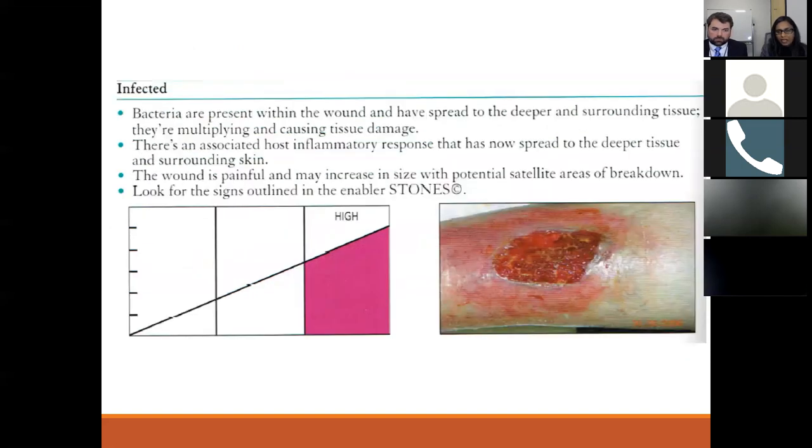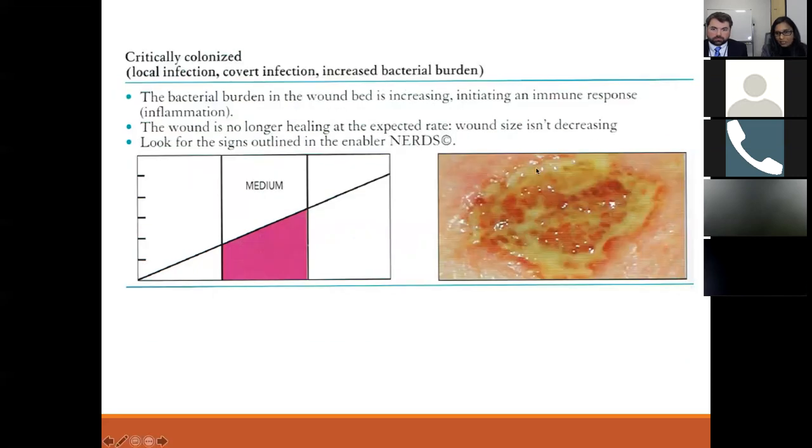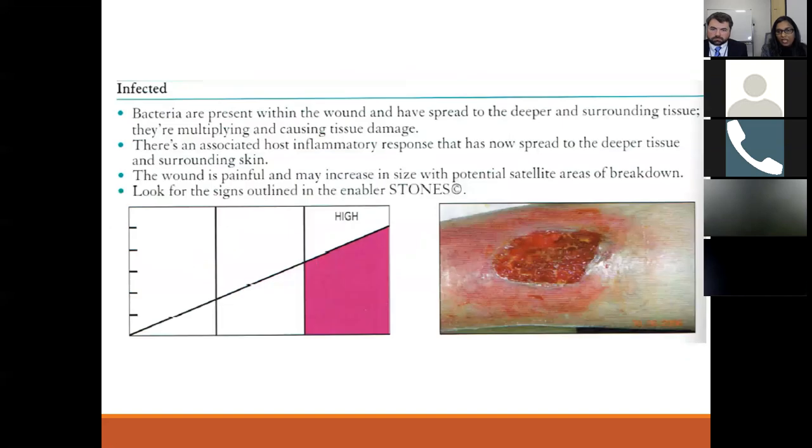And then here we have an infected wound. If you see here, it's still around the wound. Yes, you have slough, purulent discharge, but it's still in the critically colonized phase. But when you come here is when you're actually seeing an infected wound with surrounding cellulitis. So bacteria present within the wound have spread to surrounding tissue, multiplying, causing tissue damage. There's an associated host inflammatory response. And the wound is painful and may increase in size with potential satellite lesions and outbreaks.